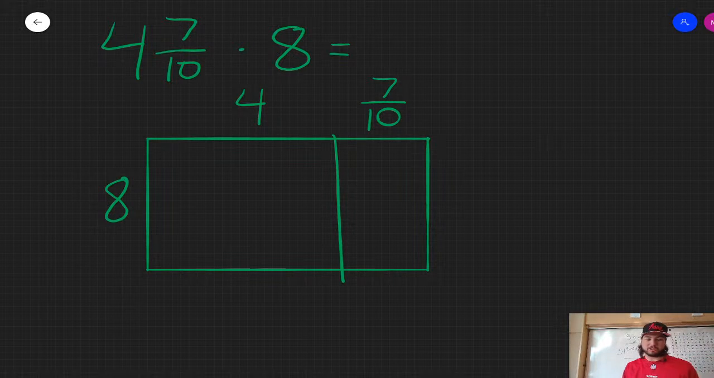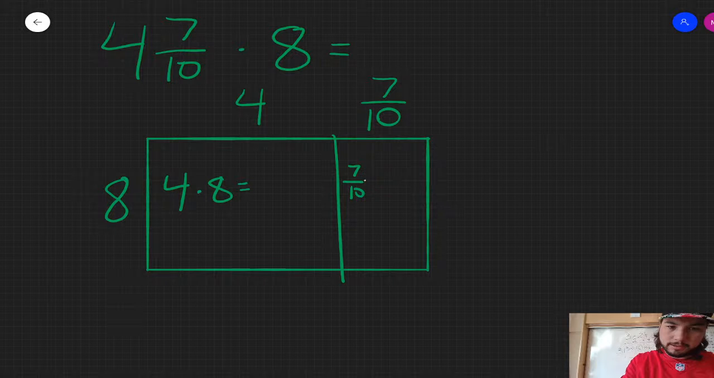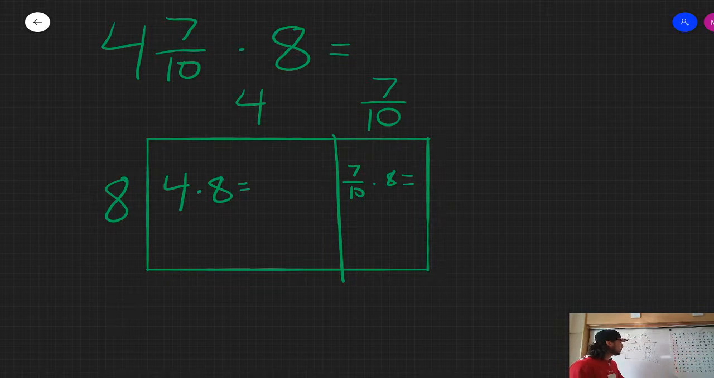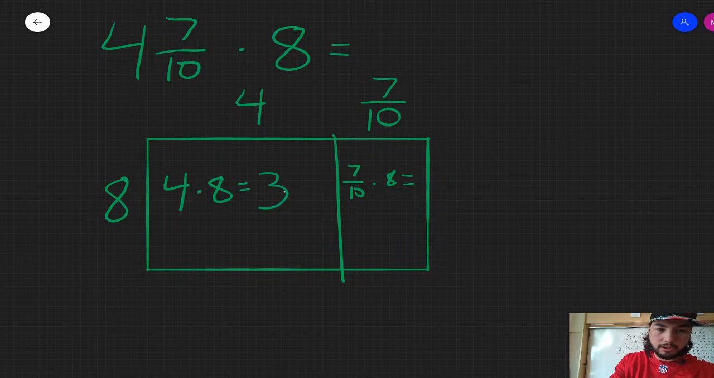So let's think about our partial products here. Right, we've got 4 times 8, and then we've got 7/10 times 8. Okay, 4 times 8. Consult your multiplication chart if you need to. I see 32, where 4 and 8 meet.